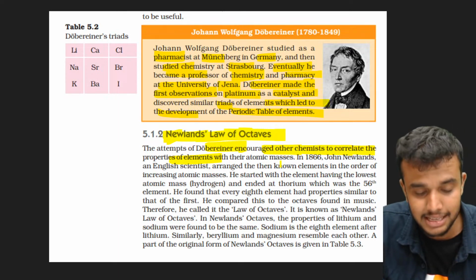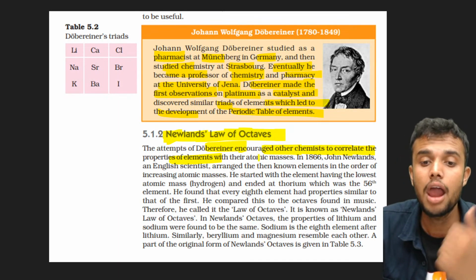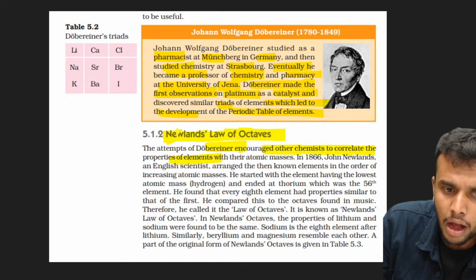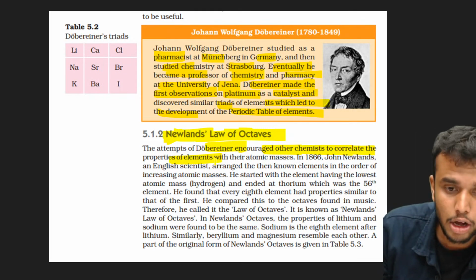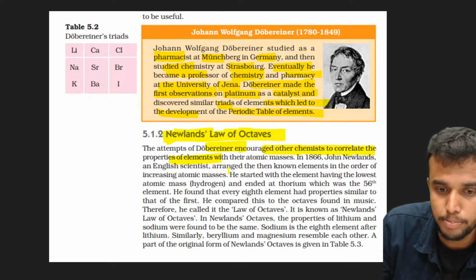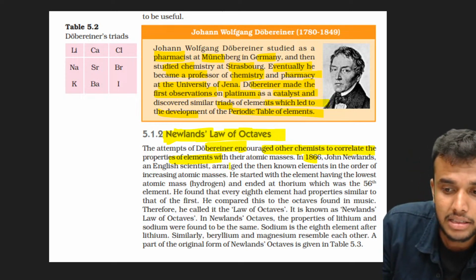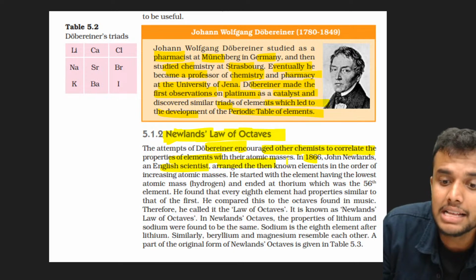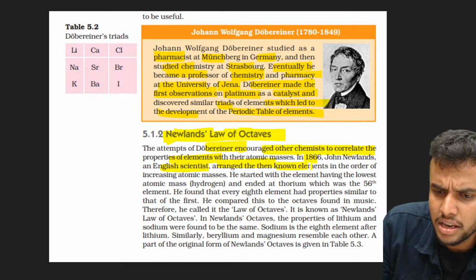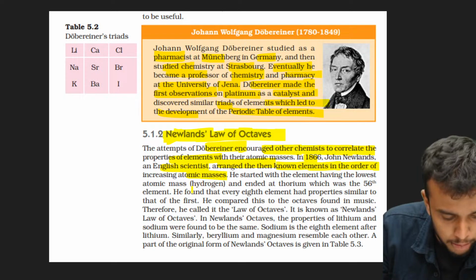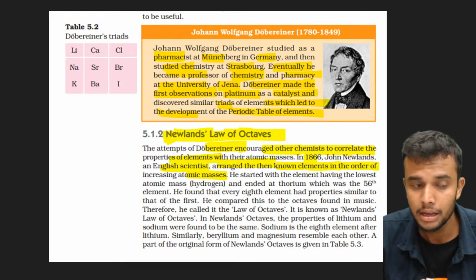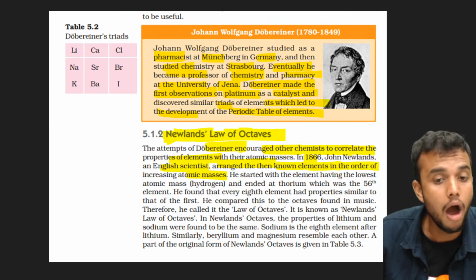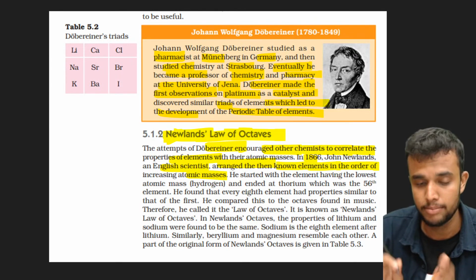Newlands is the second scientist who came and attempted the law of octaves. Newlands made the second attempt, which is also called Newlands' law of octaves. Very simple. In 1866, Newlands, an English scientist, arranged the known elements in order of increasing atomic mass. He also took the idea from Dobereiner.